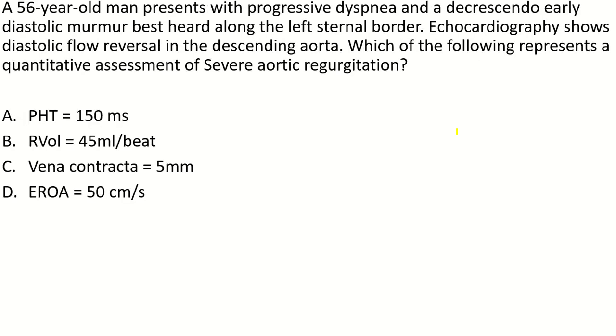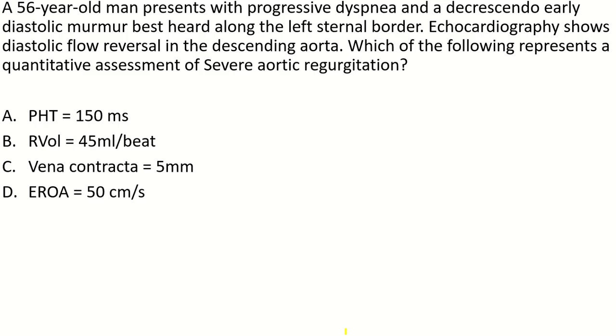Okay, another question. We have this 56-year-old man who has presented to our care with progressive dyspnea and a decrescendo early diastolic murmur, something suggestive of valvular heart disease, maybe aortic. His echocardiography reveals flow reversal in the descending aorta, a hallmark of aortic regurgitation. Which of the following represents a quantitative assessment of severe aortic regurgitation?